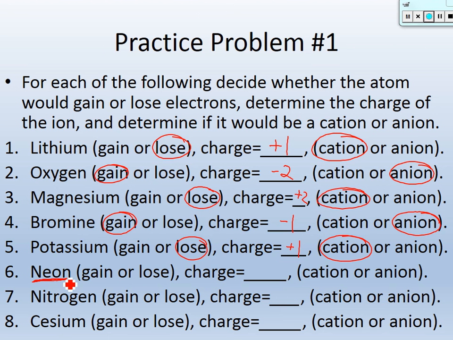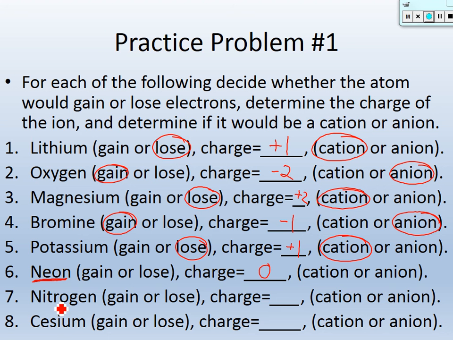Okay, now here's a tricky one. So, neon. Is it going to gain or lose? It is going to not do anything. Yeah, neither. So don't circle gain or lose. It's a noble gas. It's not going to have a charge, so I'll put 0 there. Is it a cation or an anion? No, it's just a neutral atom. It's neither.